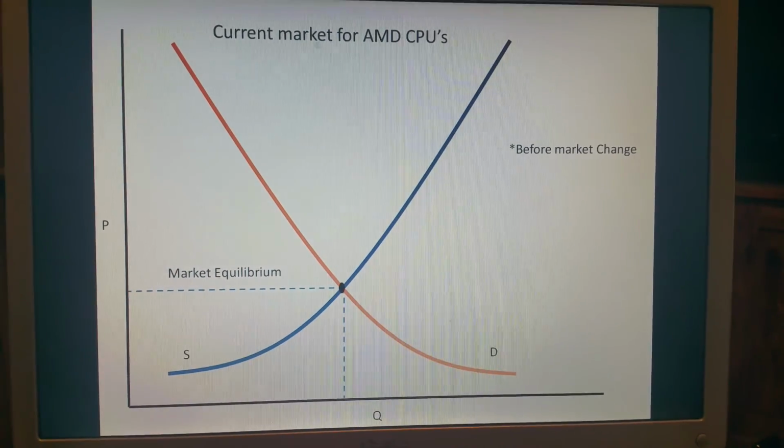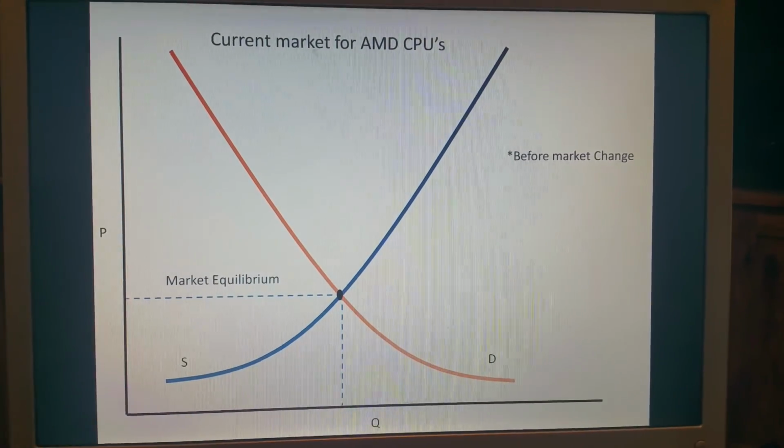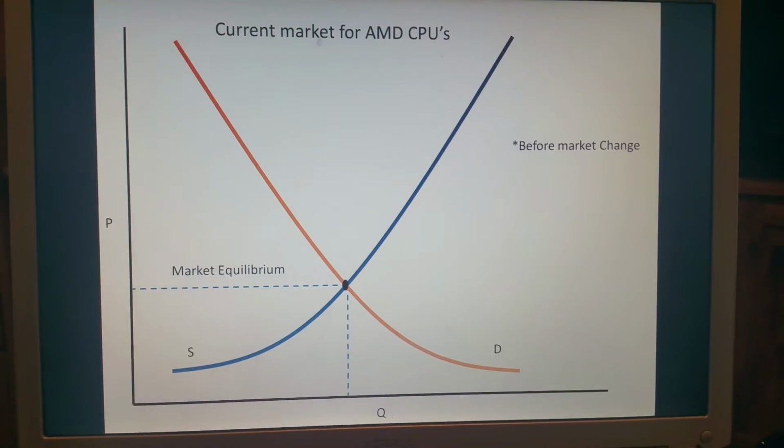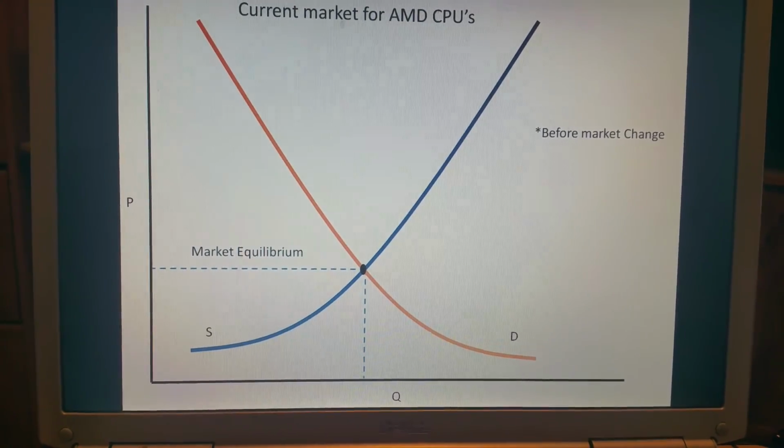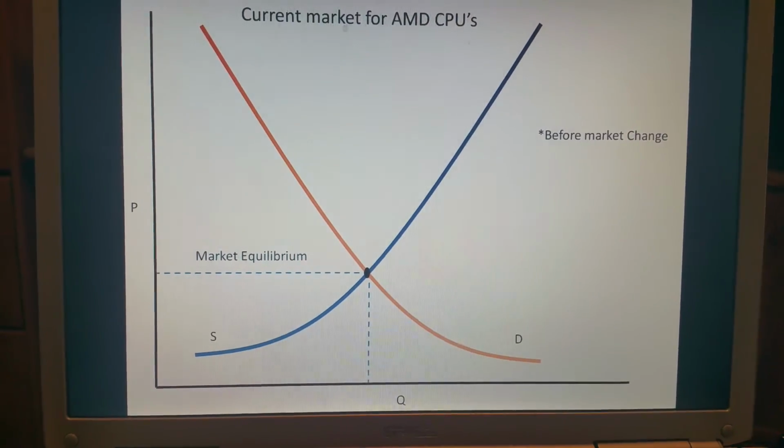This graph depicts the approximate current supply and demand curves, as well as the current market equilibrium for AMD CPUs. So I have the price on the left, the quantity right below, my supply and demand curves, and my market equilibrium.